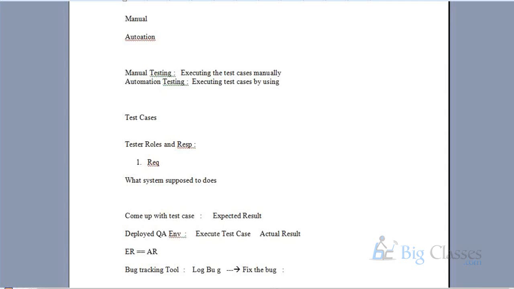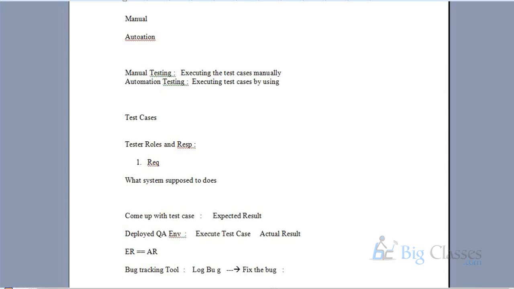Developer will give the release. Whenever we get a release from the developer end, you have to execute your test cases on the application. While executing the test cases, the application gives one result, which is known as the actual result. Now we have an actual result. The expected result is prepared by ourselves based on our requirements understanding.